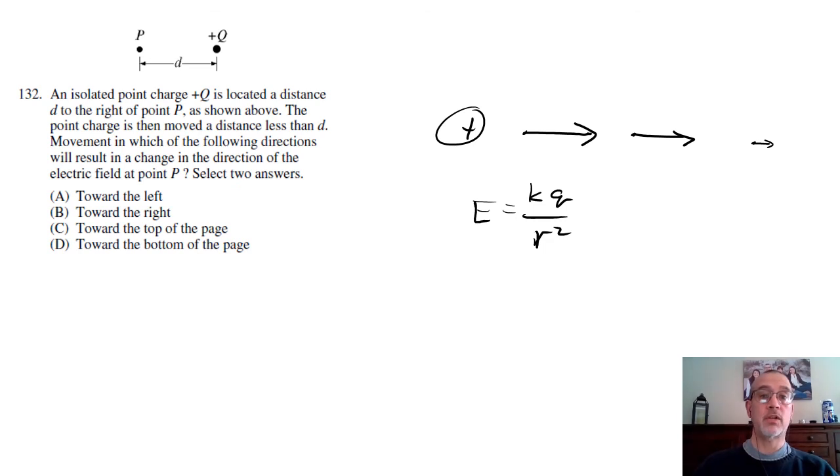So right now, when plus Q is located at distance d away from P, we know that the electric field is pointing directly away from that positive charge. So in order to change the direction of the field, if I just move that charge anywhere along that axis, that x-axis, it's going to be the same direction as long as I don't get closer than P.